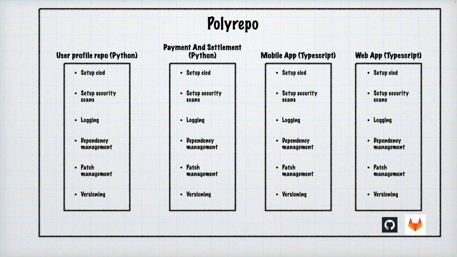Another problem as well is the fact that you now have some form of silos across the teams. Most teams will not be able to see what the other code base looks like. So there is always this level of silo, and there's very little to no knowledge sharing across the board because you don't have code visibility. If you're working on the payment and settlement team, most likely you have no clue how the user profile code base looks like. And these are some of the problems of polyrepo.